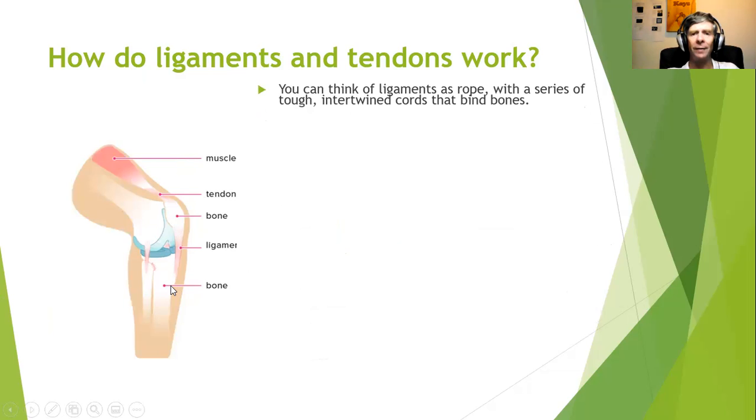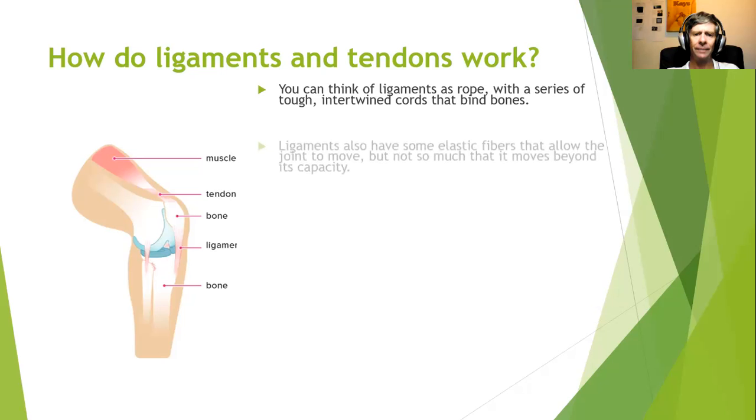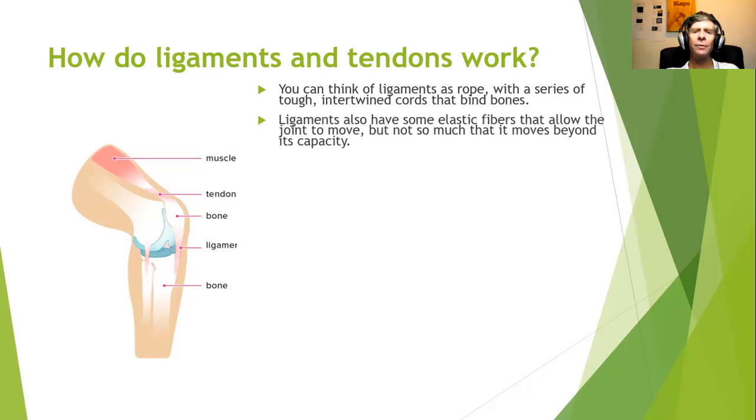And you can think of ligaments as rope with a series of tough intertwined cords that bind bones together. Ligaments also have some elastic fibers that allow the joint to move, but not so much that it moves beyond its capacity. Because when that happens, it hurts. Imagine your wrist. I want a little bit of movement, but I don't want to be able to pull it out this far. I've seen injuries like that.